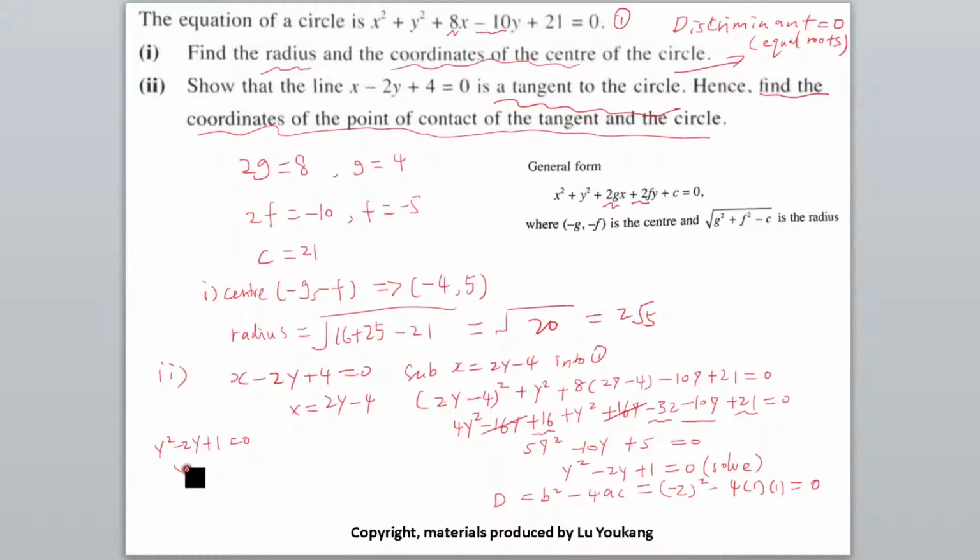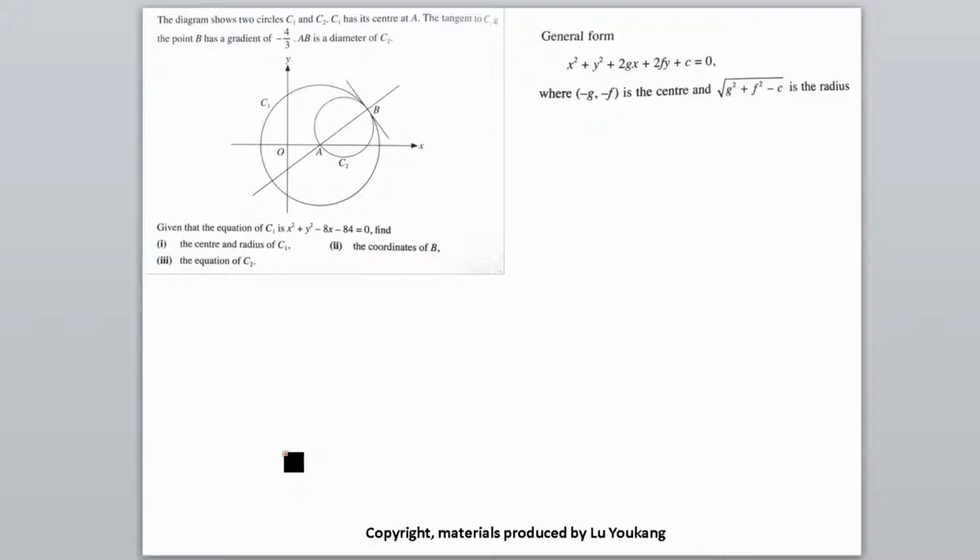Now, let's go ahead and find the coordinates of the point of contact of the tangent and the circle. It's easy, right? We just have to solve these simultaneous equations, and we have already done a lot. If you solve the equation, you get y equals 1, x equals minus 2. Therefore, the coordinates of the point of contact is minus 2, 1. Very easy. Next, we have come to the next question.